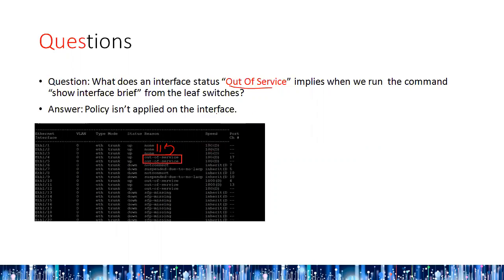So when you connect to a leaf switch and run the command show interface brief, you will see such an option. Out of service just means you haven't configured any policies on the interface. Once you push it, it has to change to none. I know, none. None doesn't mean that no policy is configured on it. None just means no errors.